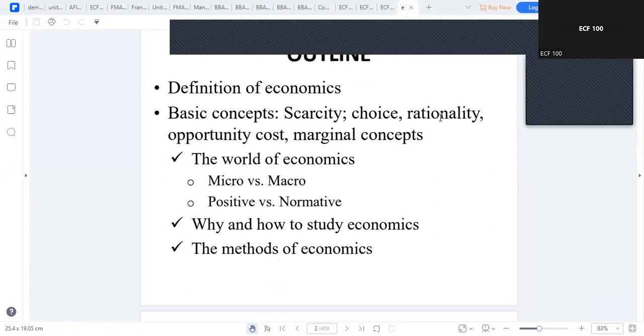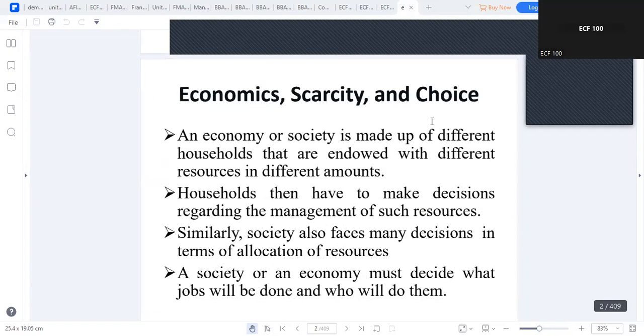We're also going to look at the positive and the normative theories and explain why and how to study economics. Later, we'll also break down the methods of economics. So to start with, as we explained in the previous class, economics thrives on scarcity. And because resources are scarce, good decisions have to be made on the limited resources. Hence, we need to make choices that are optimal.